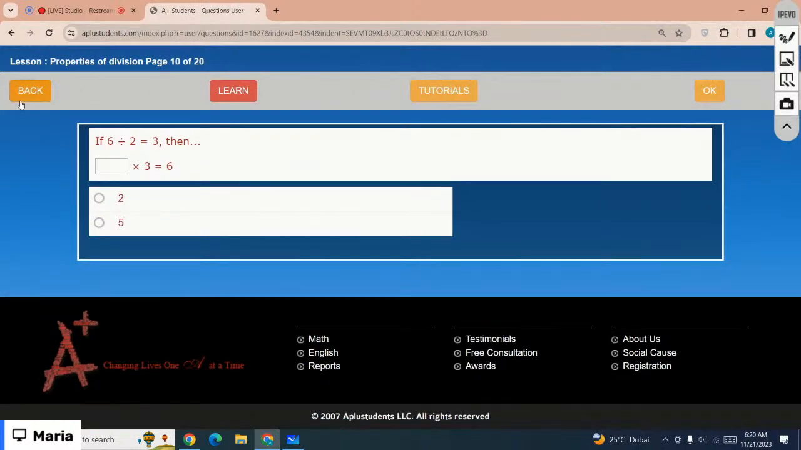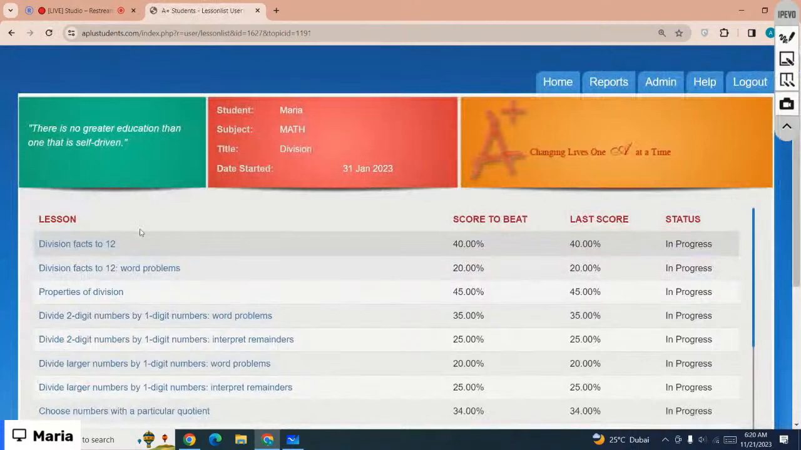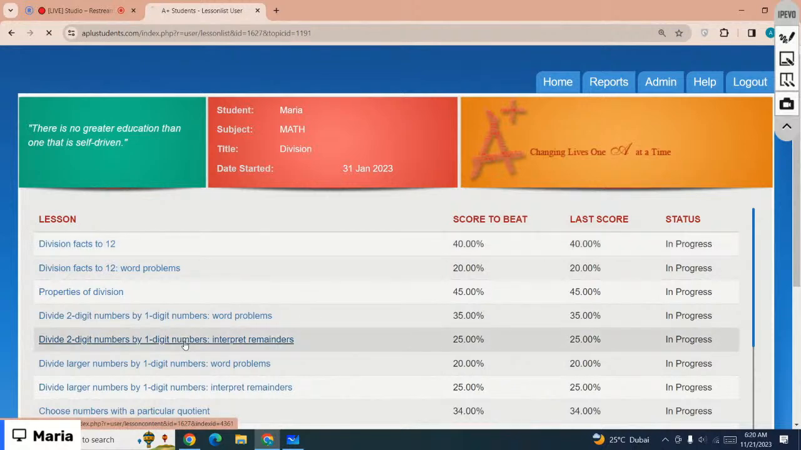Okay, you can complete the lesson by yourself later today. Let's just move on to the next lesson. Divide two-digit numbers by one-digit numbers word problems. You can do word problems on your own. Divide two-digit numbers by one-digit numbers.